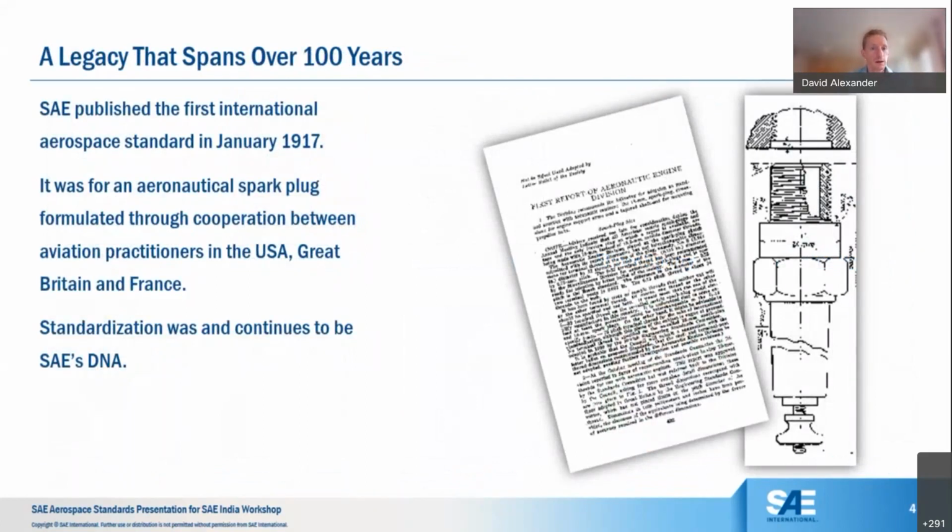And so rather quickly, they came together to develop the very first aerospace standard. And this was published in an SAE journal in January 1917. It was for an aeronautical spark plug that was formulated through cooperation between the aviation industry in the USA, Great Britain, and France. So that was the first example. I think it fits very well with what Dr. Bala had to say about the value of standardization, and it continues to be our DNA. So next slide, please.